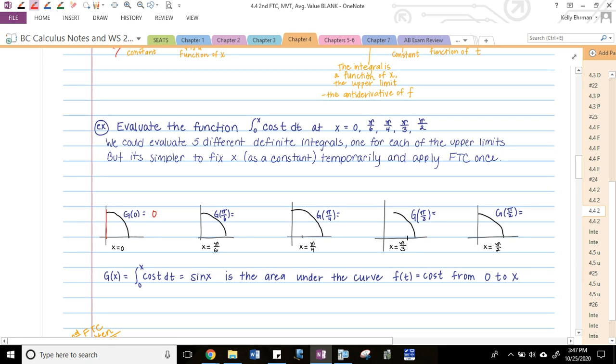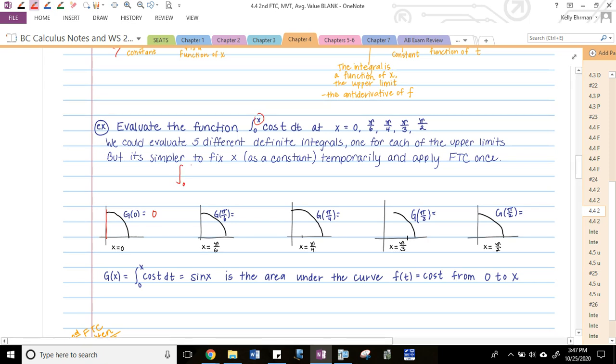Instead of doing that, it's easier just to fix x and let x play the constant role for a minute, and then apply the fundamental theorem once. So instead of having to do 5 different definite integrals, I can come up with a function or an equation for the area under that curve. And then when I plug in an x into that function, that's what the bounds were. It was from 0 to whatever I just plugged in for x.